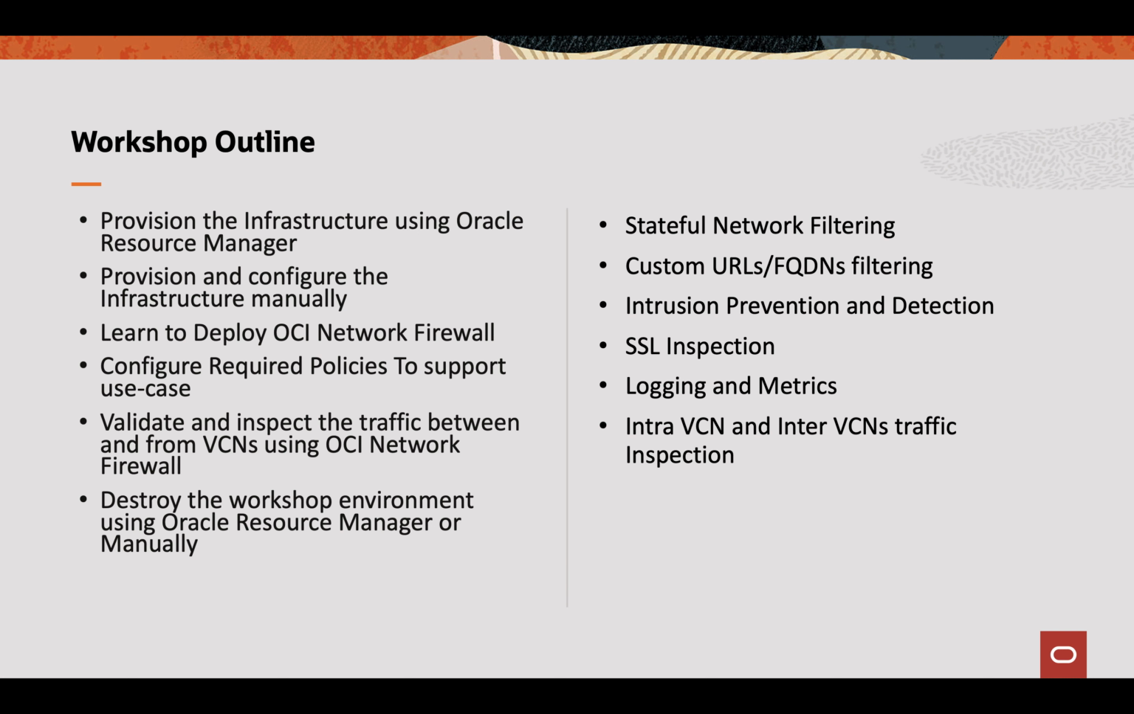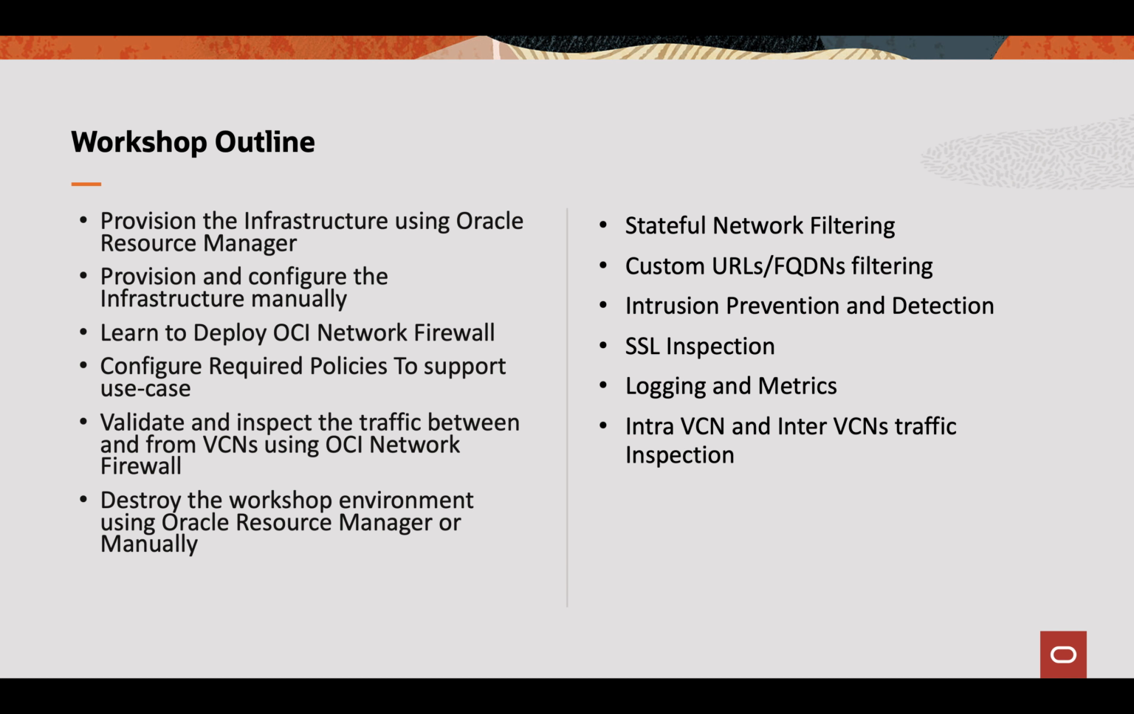We're going to focus on some key features associated with our architecture. Some of the key features supported by OCI Network Firewall are stateful network filtering, custom URL filtering, IPS and IDS, SSL inspection, how you can enable the traffic or threat logs, how you can monitor the metrics associated with network firewall, as well as how you can do intra-VCN or inter-VCN traffic inspection.